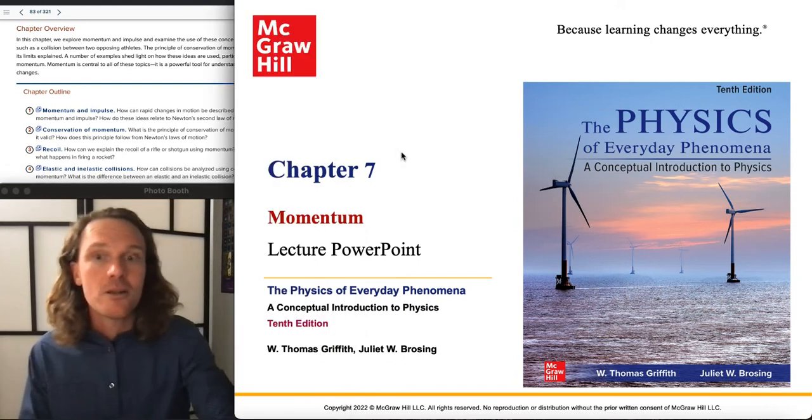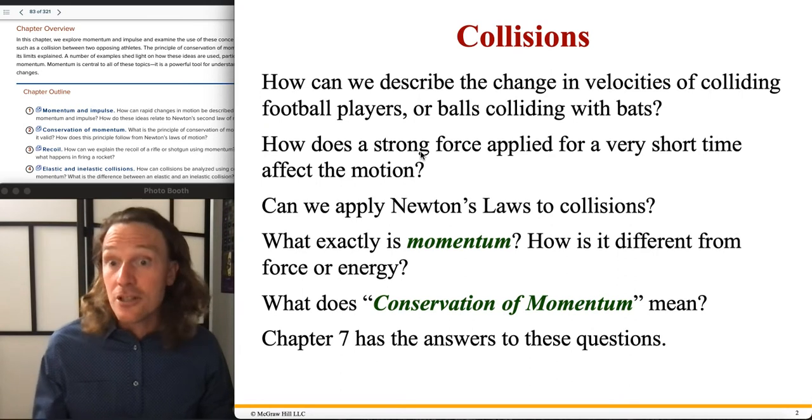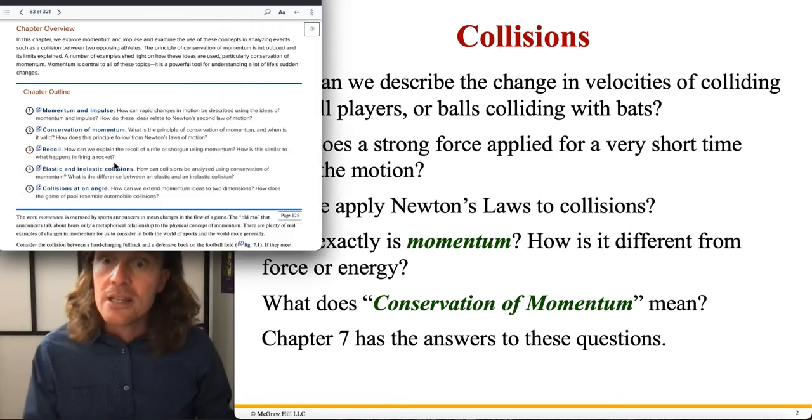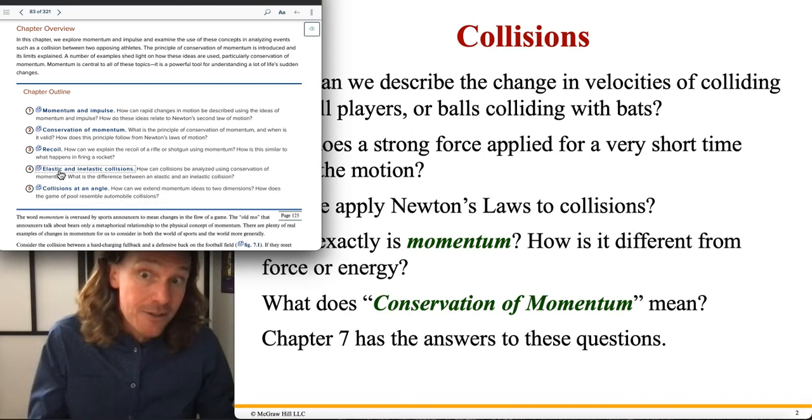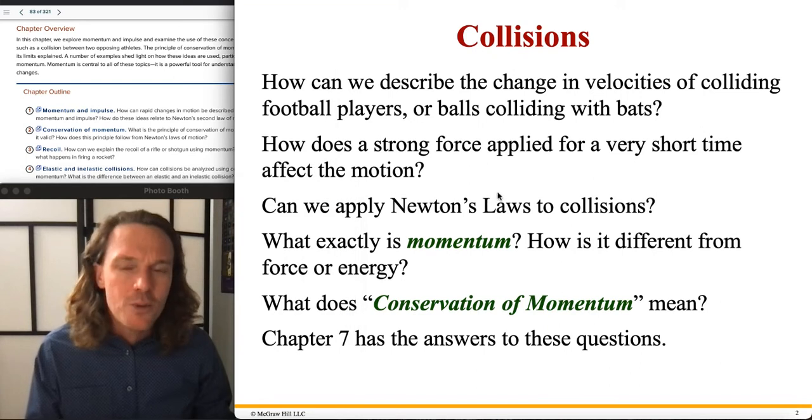So let's take a look at our slides. This introductory slide here isn't actually introducing collisions. Collisions aren't covered until the next video, or a section later in the chapter. Collisions won't be covered until 7.4. So why start with collisions?